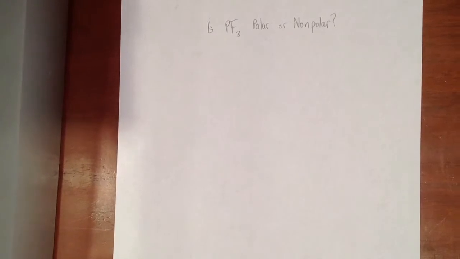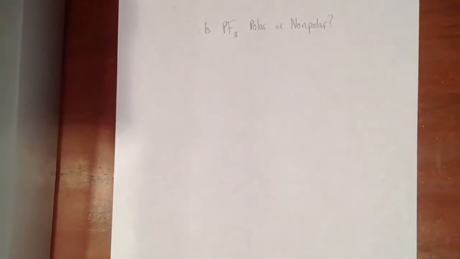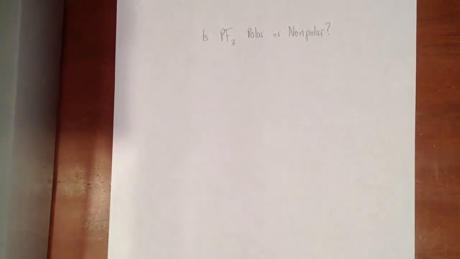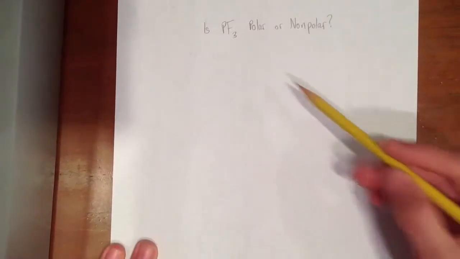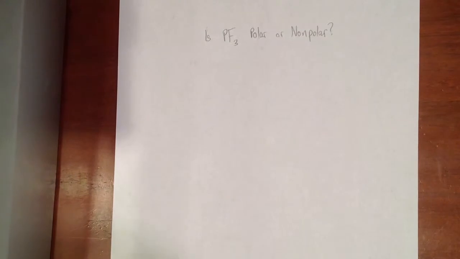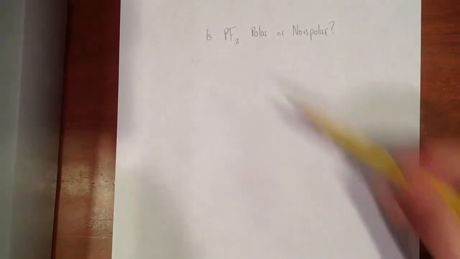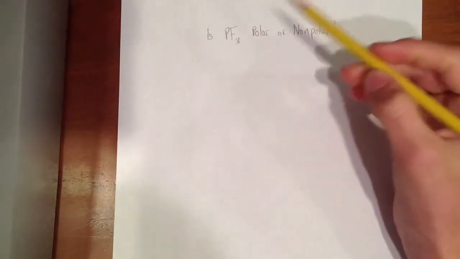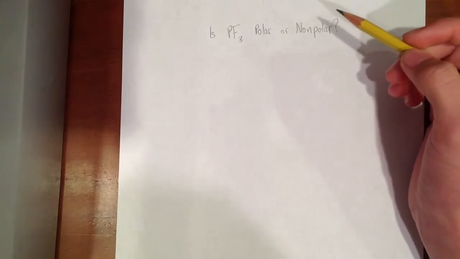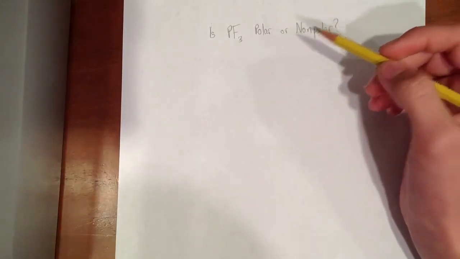Finally, we will be using electron domain geometry to determine whether a molecule is polar or nonpolar. For our example, we're going to be using phosphorus trifluoride. To start off the problem, you need to figure out how many valence electrons the molecule has in total, based on how many valence electrons each atom has from its position on the periodic table.